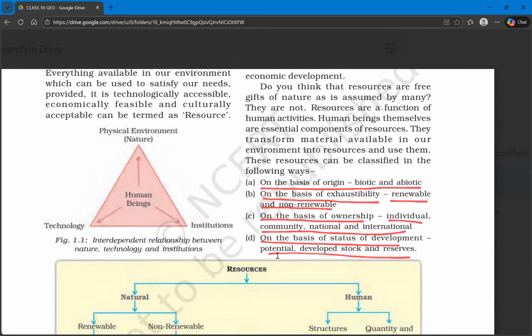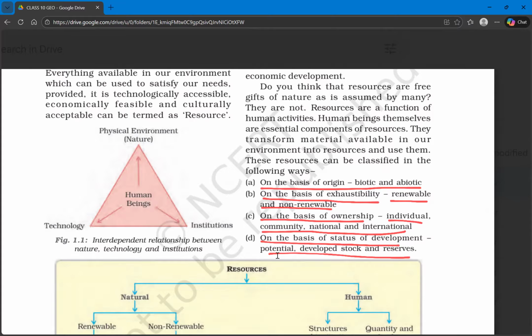Whereas developed stock means we found they have the potential to satisfy human needs, but we don't have enough technology to access them. Okay, so this is the meaning of developed stock. In developed stock, they can satisfy our needs, but we don't have technology to access them.